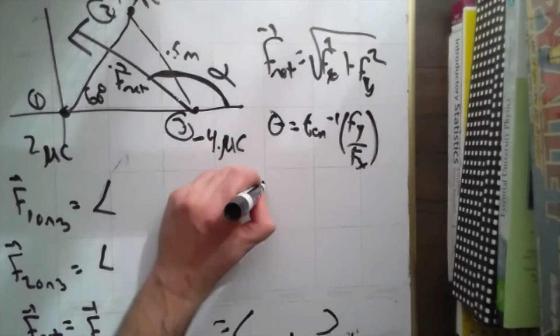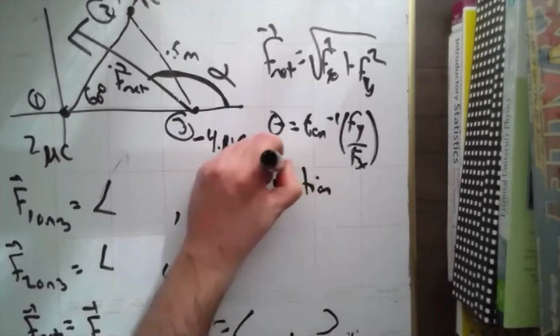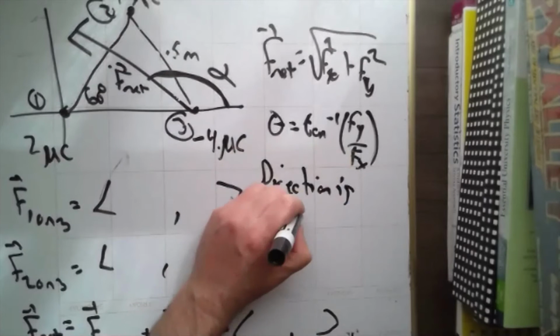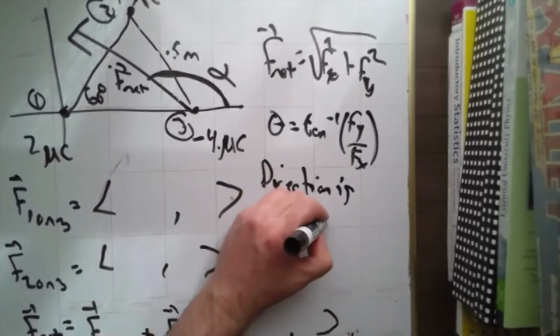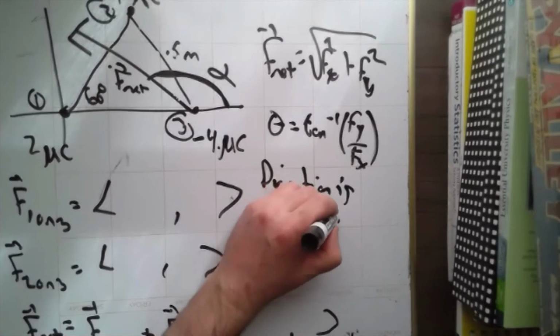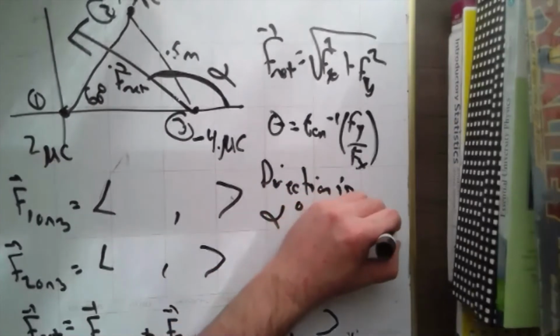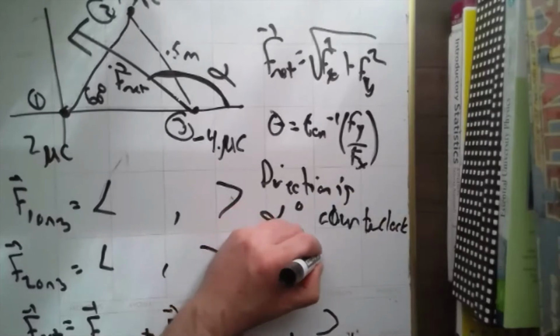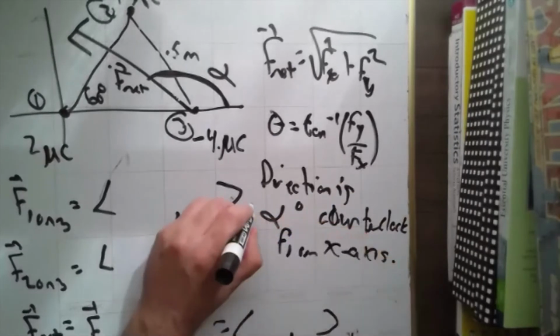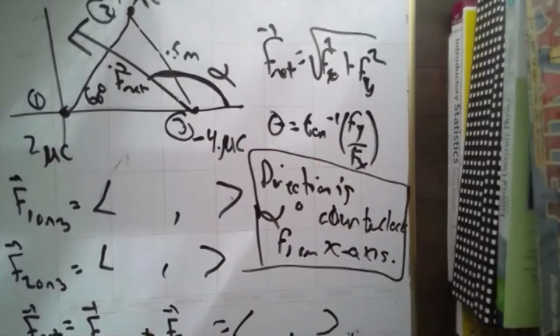And then I would say my direction is alpha degrees, whatever it is, clockwise, or what are we, counterclockwise from the x-axis. Anytime somebody asks you for direction, you have to give angle from some fixed angle. You could give the angle from the y-axis. You could give the angle from the negative y-axis. Any of those are fine. But you have to tell me which one it is.